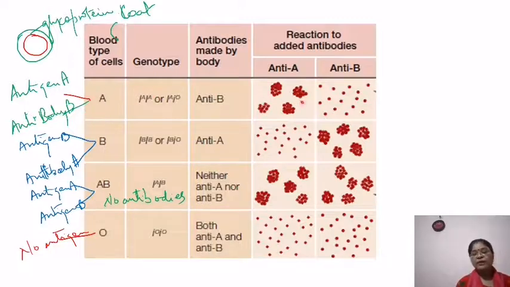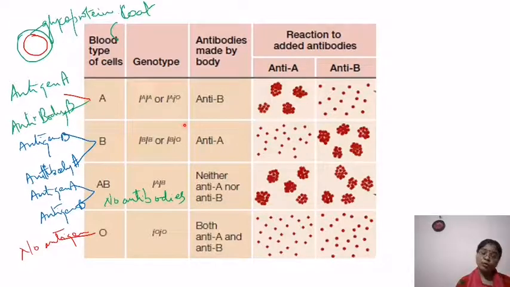Since it has antigen A, it reacts with antibody A and clumps. But it has no antigen B, so it does not react with antibody B, when we artificially provide them. This is how we do the blood test. If antigen B is there, it reacts with antibody B. If your blood sample reacts with antibody B, then your blood group is B. If it reacts with both, then your blood group is AB. If it does not react with either antibody, then your blood group is O. That's how we come to know about the blood group.